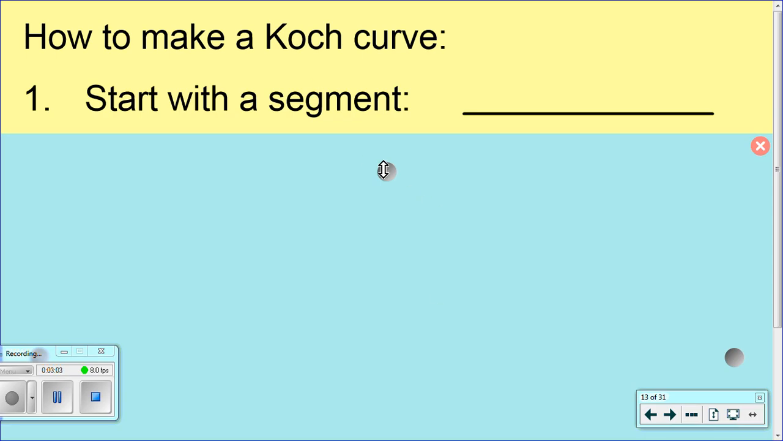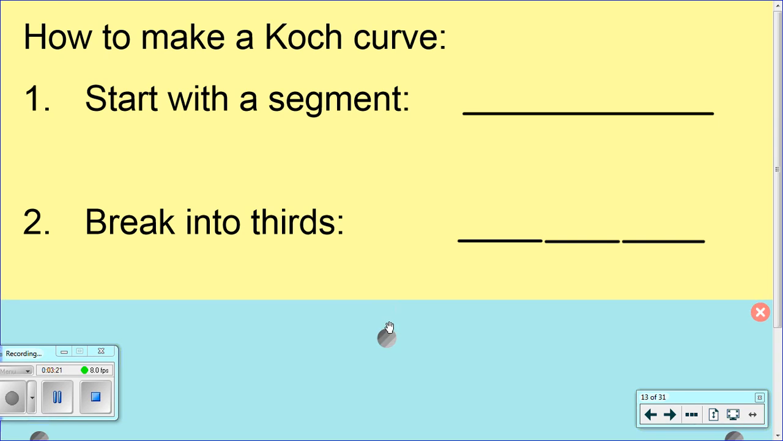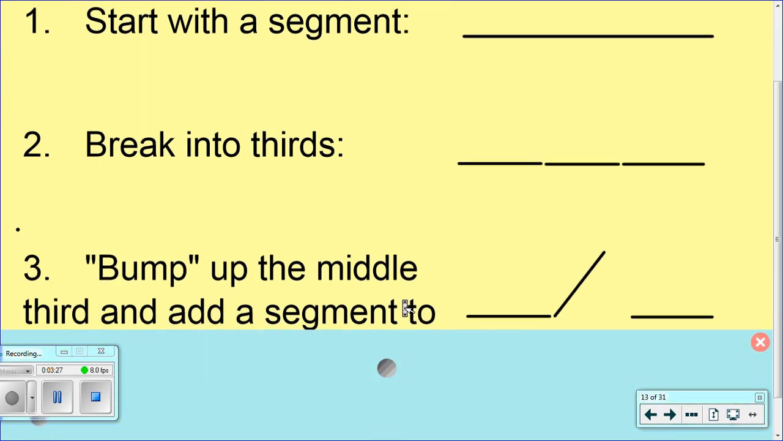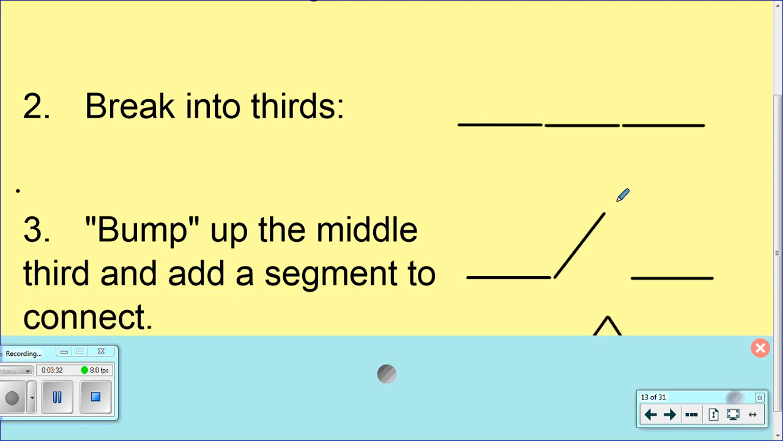Well, let's take a look at a different one. This is a Koch curve. With a Koch curve, we're going to start with this one segment. So that's the first part. Now go ahead and do this in your notebook. I want to see a Koch curve in your notebook. Try to follow the steps. We're going to break that segment into thirds. You can kind of see how I've broken this segment down into thirds. Right? From there, I'm going to take those thirds and bump up the middle segment and add a segment to connect it. So I've taken that middle piece, bumped it up, and now I'm adding a segment to connect. Okay, so that's what I have so far.